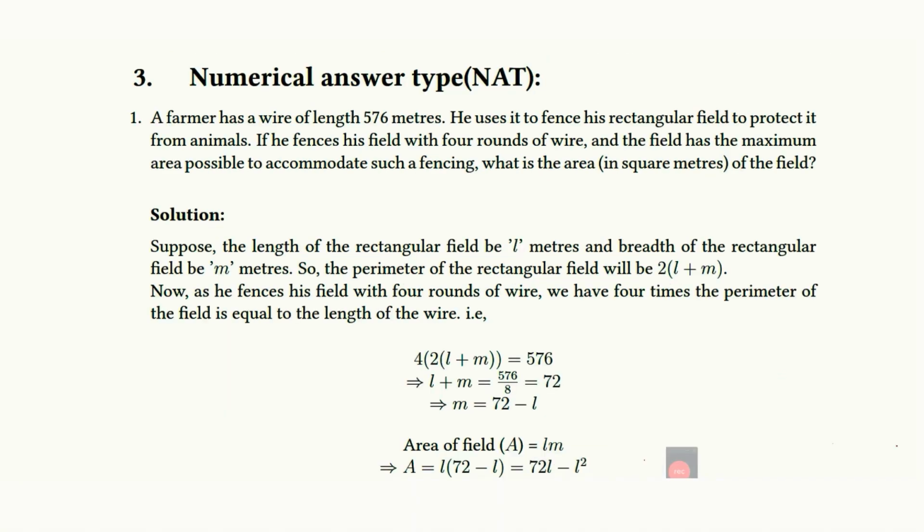Let's come to the numerical answer type questions. A farmer has a wire of length 576 meters. He uses it to fence his rectangular field to protect it from animals. If he fences his field with 4 rounds of wire and the field has the maximum area possible to accommodate such a fencing, what is the area in square meters of the field? So let's draw a rectangle with length L and width M.